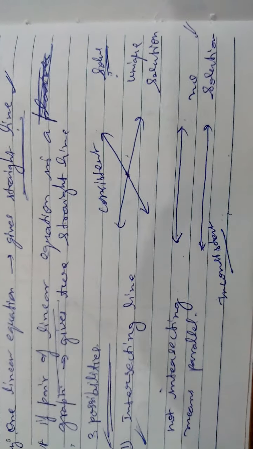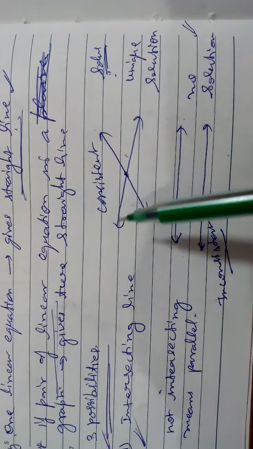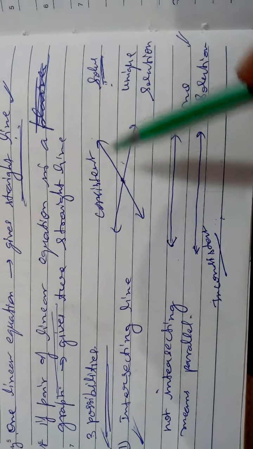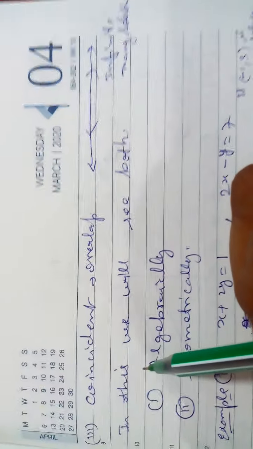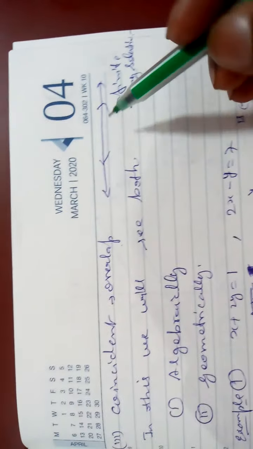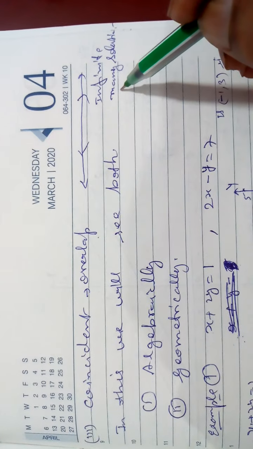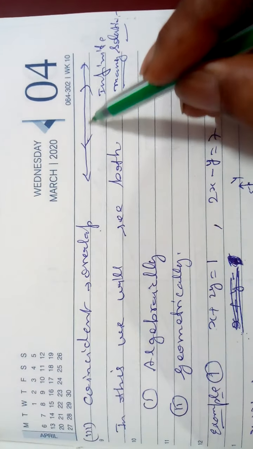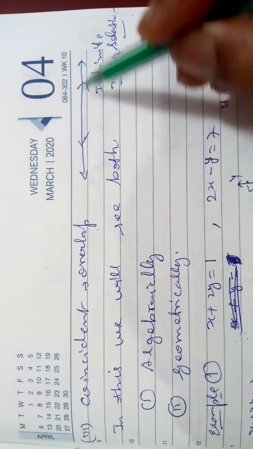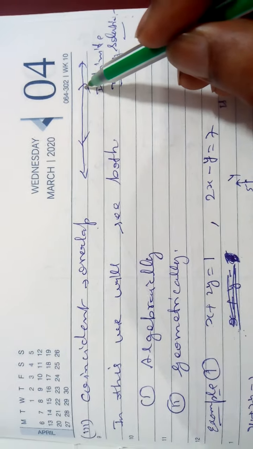The third possibility is what? Maybe every solution of the first equation is a solution of the second, so they overlap each other, and the third condition is coincident. What is called coincident? Overlapping. Both lines are together, you see here. And it has many solutions. All the solutions of the first are also solutions of the second, or all the solutions of the second are also solutions of the first.